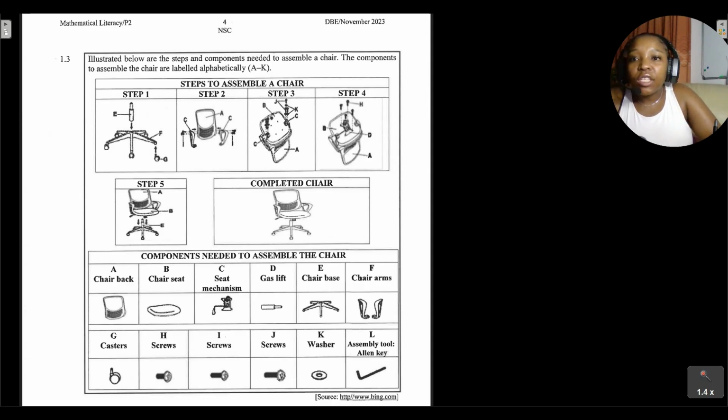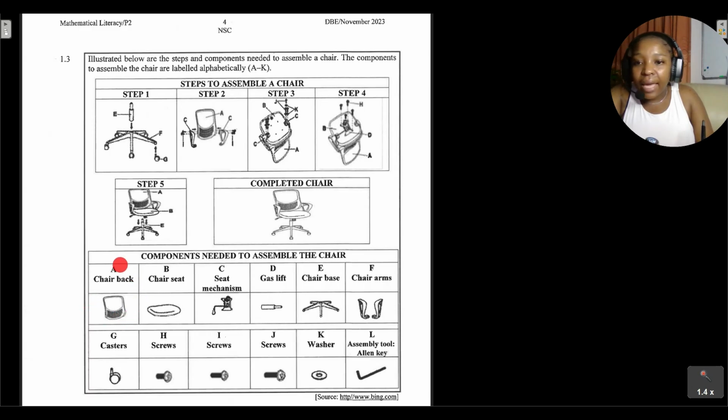It says illustrated below are the steps and components needed to assemble a chair. The components to assemble the chair are labeled alphabetically, A to K. So we are told here, these are the steps to assemble a chair. We've got step number 1, 2, 3, 4, 5, and the completed chair looks like this. Then we've got the components needed to assemble the chair. So what's needed for us to put this chair together?